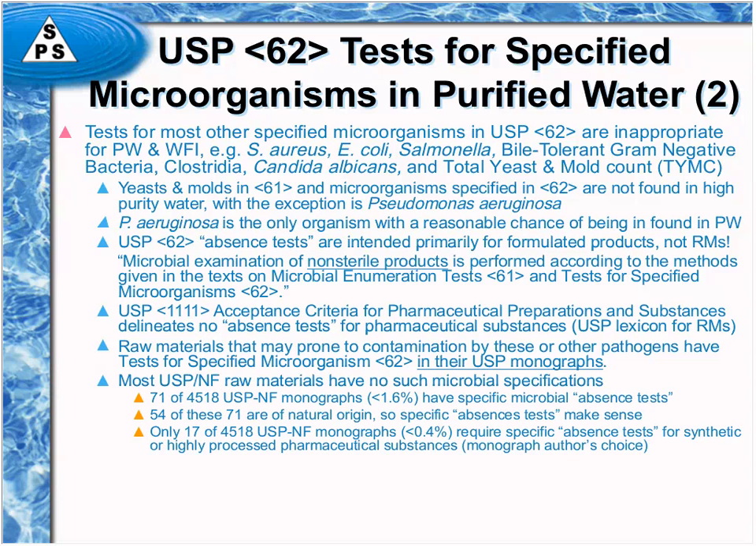I actually, at one point in time, this is a few years ago, did a survey and found that of the 4,518 USP/NF monographs, 71 of them, or less than 1.6%, actually had specified microbial absence tests in them. Now, 54 of those 71 were of natural origin, and so the absence test sort of made sense. That something is of natural origin and minimally purified, environmental organisms could very well be present. And among them might be water contamination organisms like E. coli or whatever. Okay.